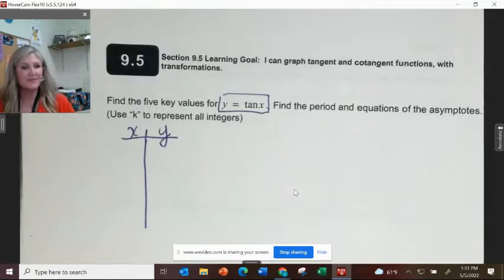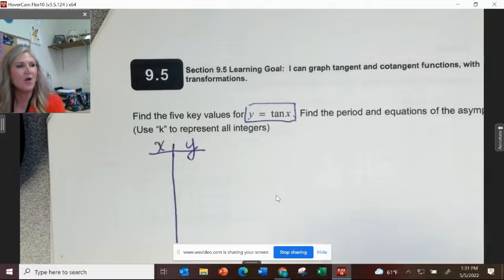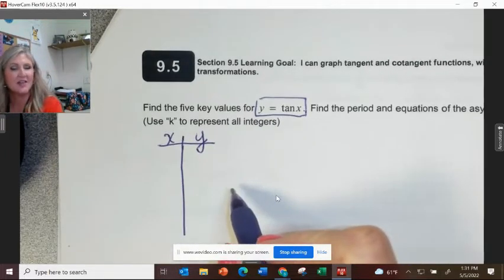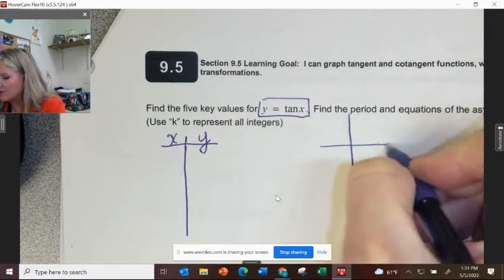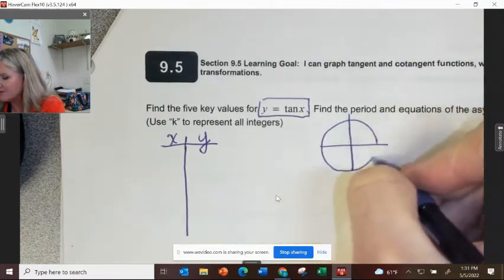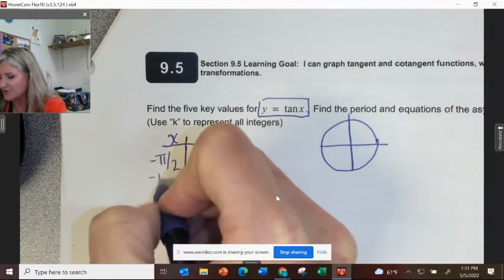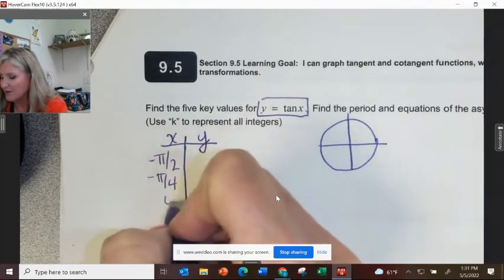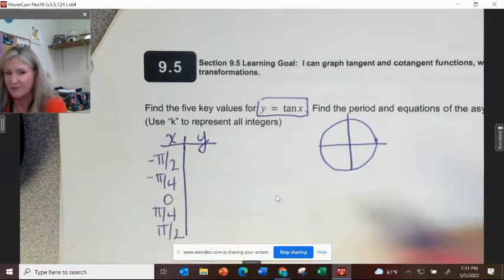Guys, so in the warm-ups, I asked you to come up with a chart for y equals tangent x. We are going to be thinking about the unit circle in order to come up with these values. The values I asked you to check were negative pi over 2, negative pi over 4, 0, pi over 4, and pi over 2.